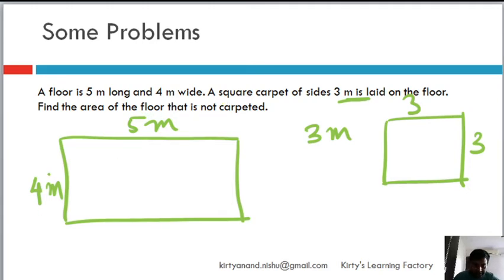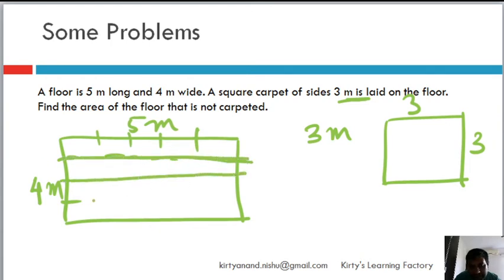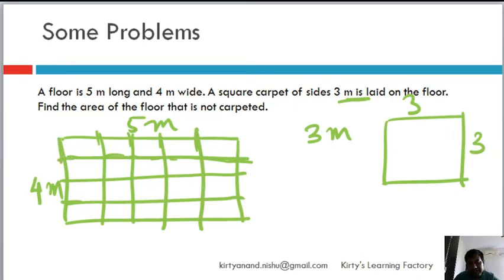Now you see, let's just break it down. 1, 2, 3, 4, 5. Now if I were to make a grid, rough grid, sorry, I'm doing a bad job with the drawing, but each of these grids is basically 1 meter by 1 meter square, right? And you can basically count it: 1, 2, 3, 4, 5, 6, 7, 8, 9, 10, 11, 12, 13, 14, 15, 16, 17, 18, 19, 20.